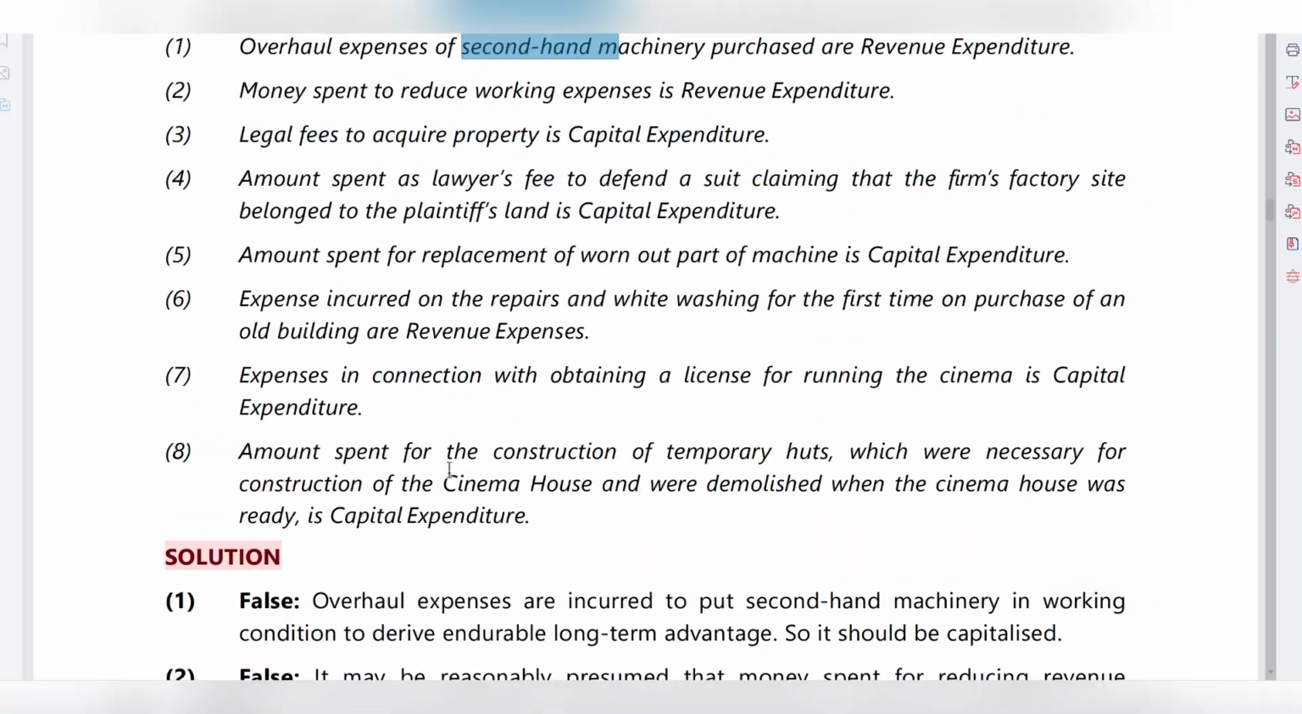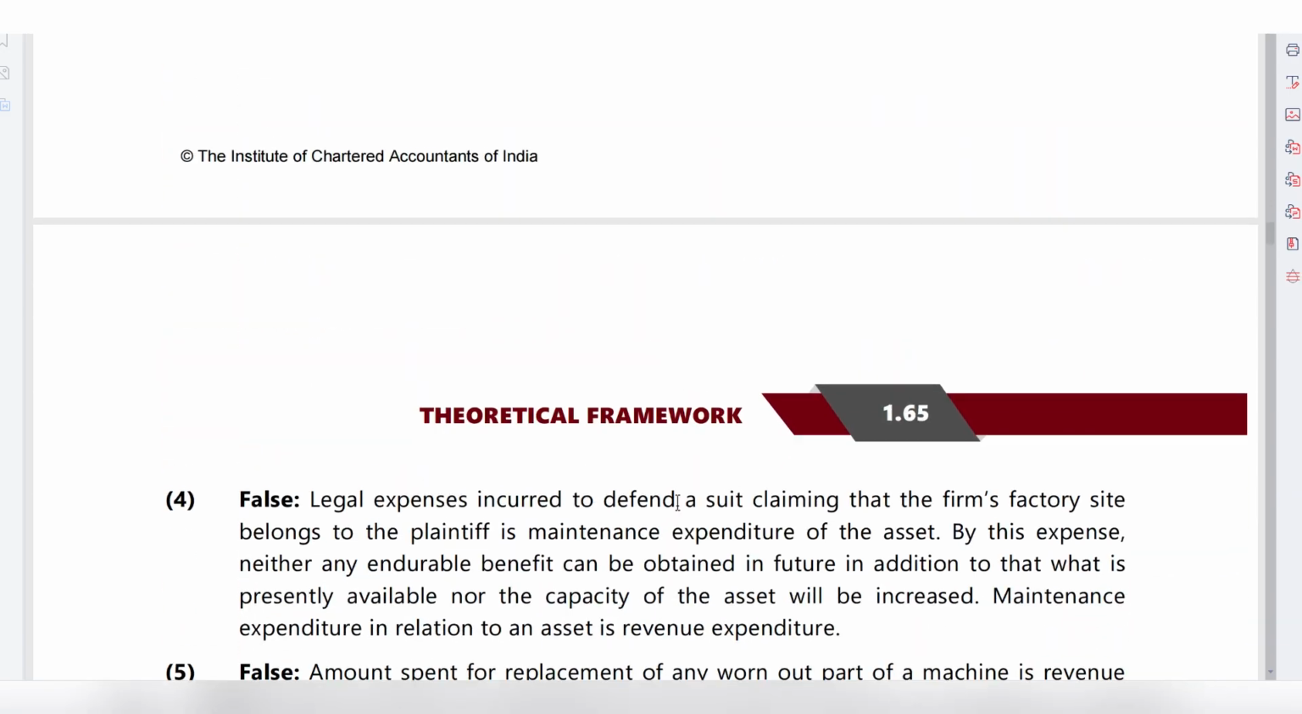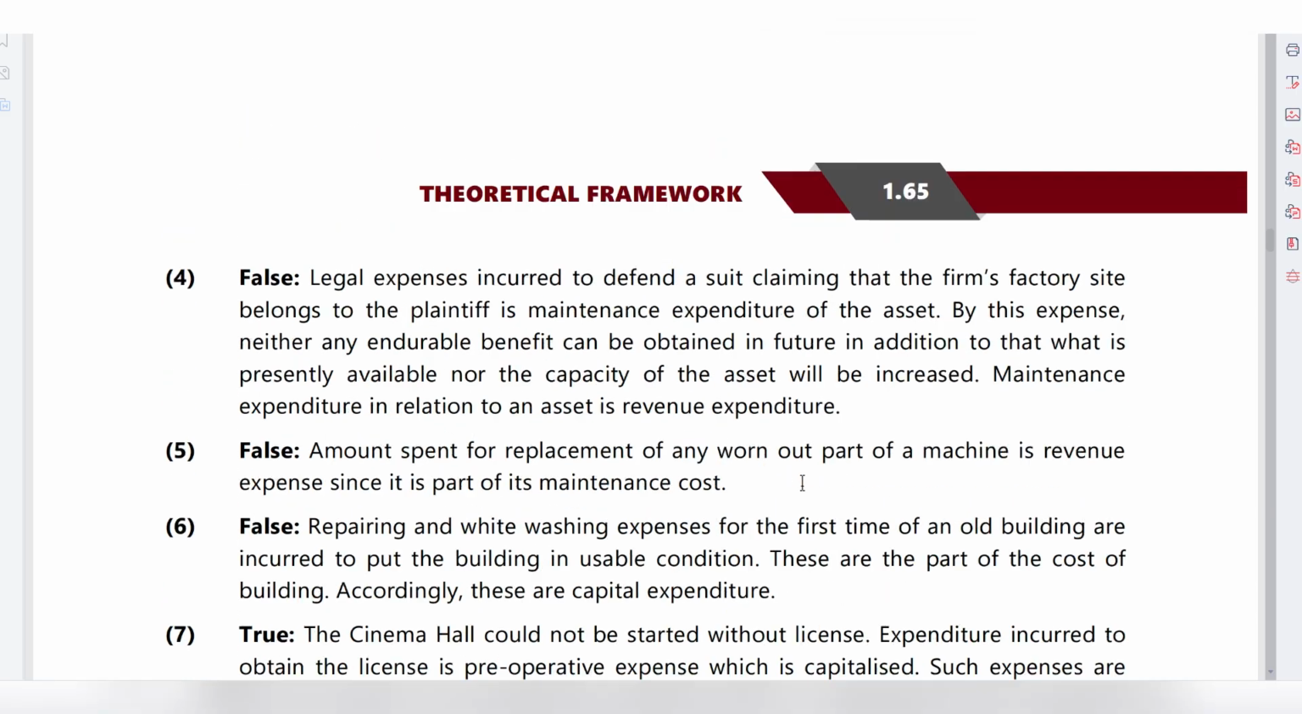Now, expenses in connection with obtaining a license for running a cinema is capital expenditure. True, the cinema hall could not be started without license. Expenditure incurred to obtain the license is pre-operative expense which is capitalized. Such expenses are amortized over a period of time because it is an intangible asset in the balance sheet. So it is providing long-term benefits. So this is capital expenditure, and whenever we are amortizing those expenses over a period of time, in that accounting period we are charging that amortization expense to profit and loss account.